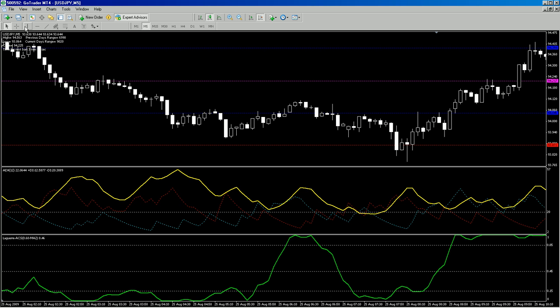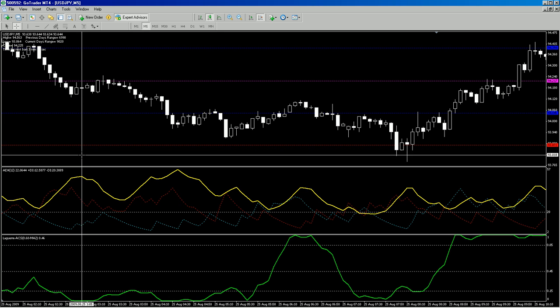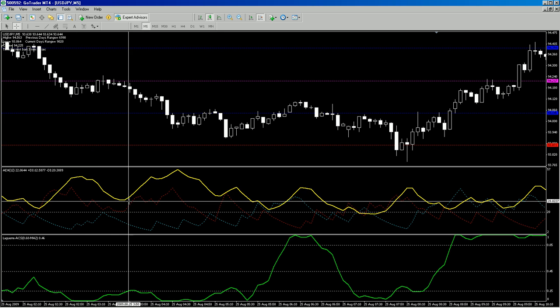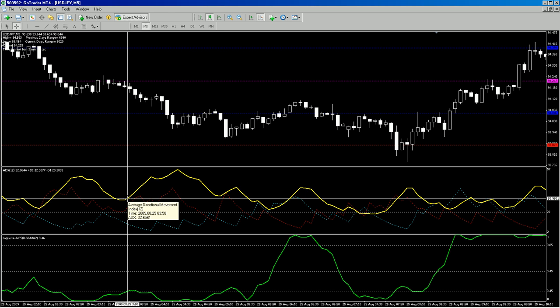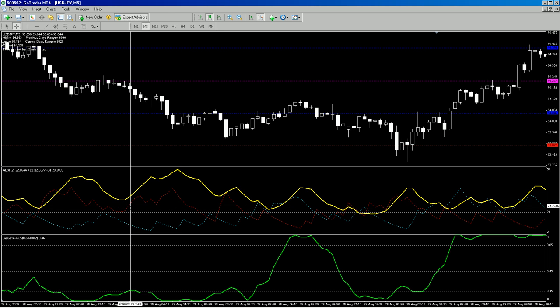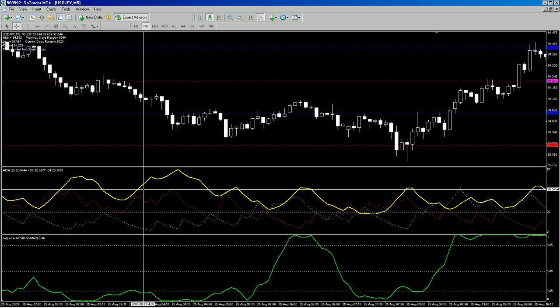Here's another. I'll put the crosshairs on. I'm running out of time. I've got to quickly go through this. Another one. ADX, the yellow line heading up, as is the red line, both above the 20 heading up. Good time to go short.